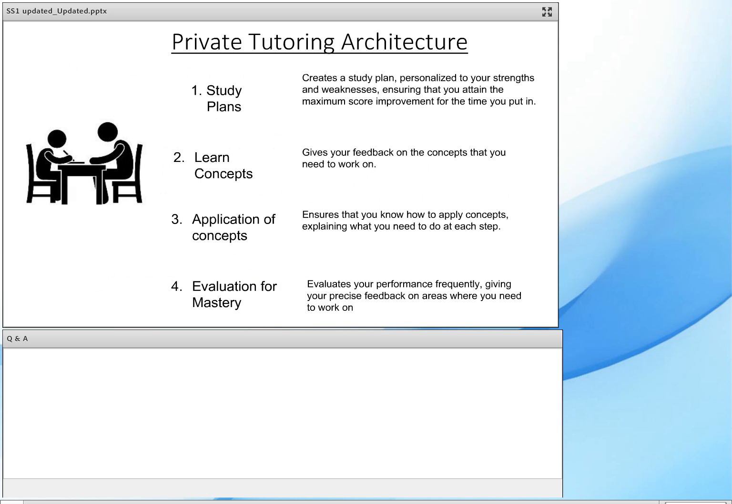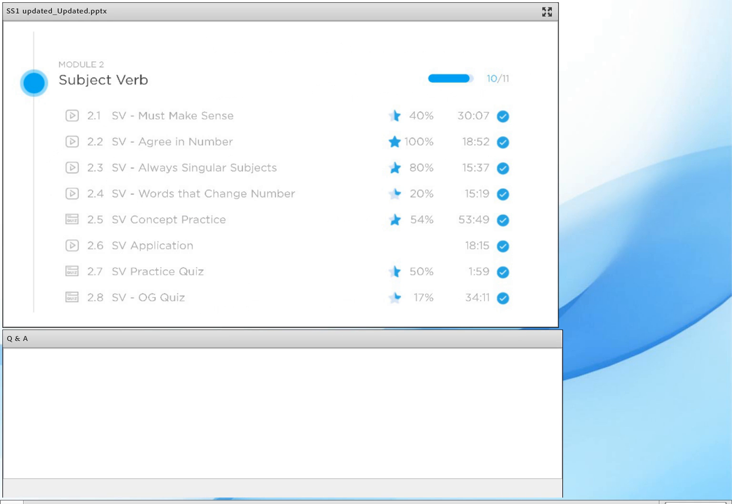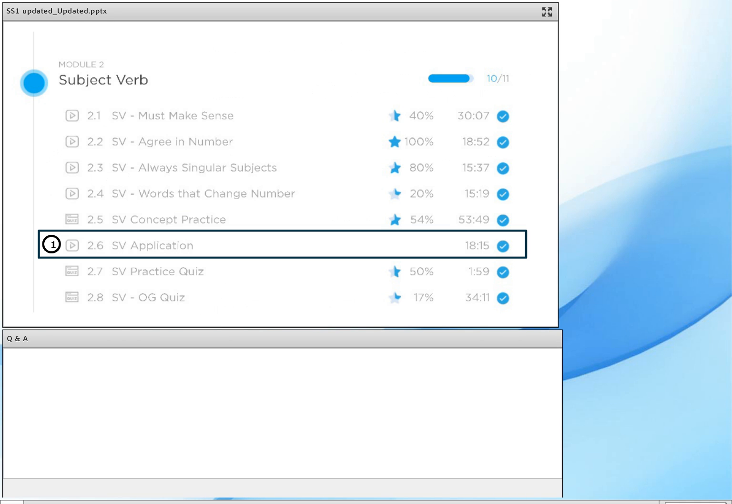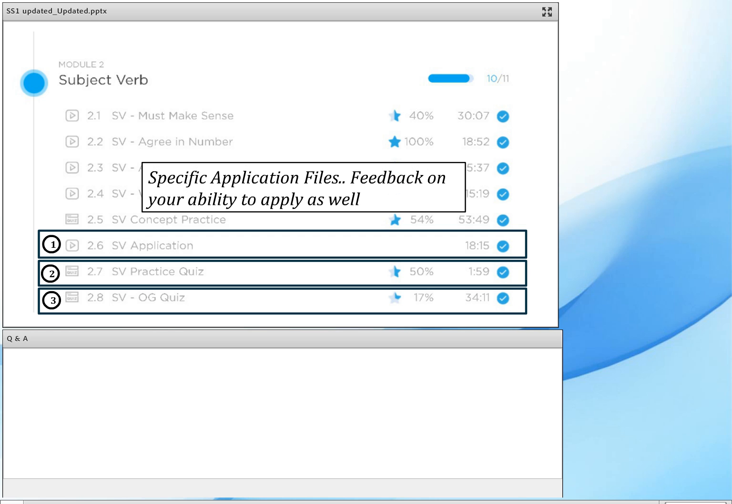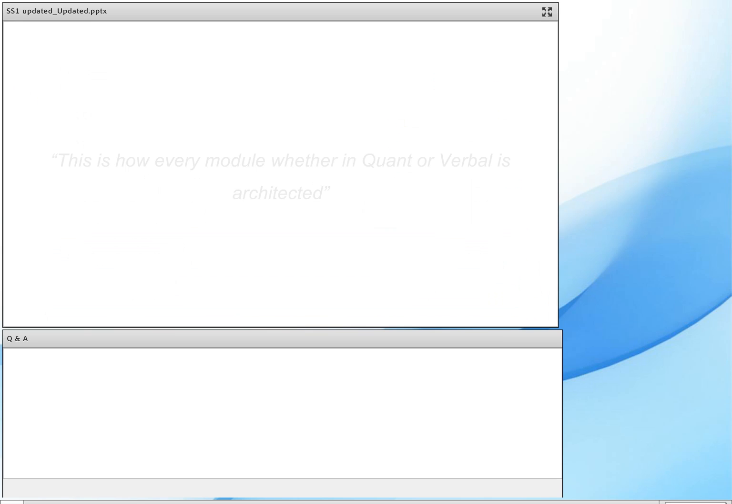The next thing that a private tutor does is that he teaches you how to apply those concepts. Again, when you see a problem, what do you do in step 1, what do you do in step 2, step 3, and so on. At e-GMAT, we've created an entity called an application file. We do exactly that. Then we have a practice file in which we evaluate your ability to apply those concepts. And then we have a set of official guide questions in which, again, we evaluate your ability to apply those concepts. So you learn how to apply something right then and there, you are evaluated on it, and you're given feedback. And this is how every module, whether it's a quant module or a verbal module, is architected.